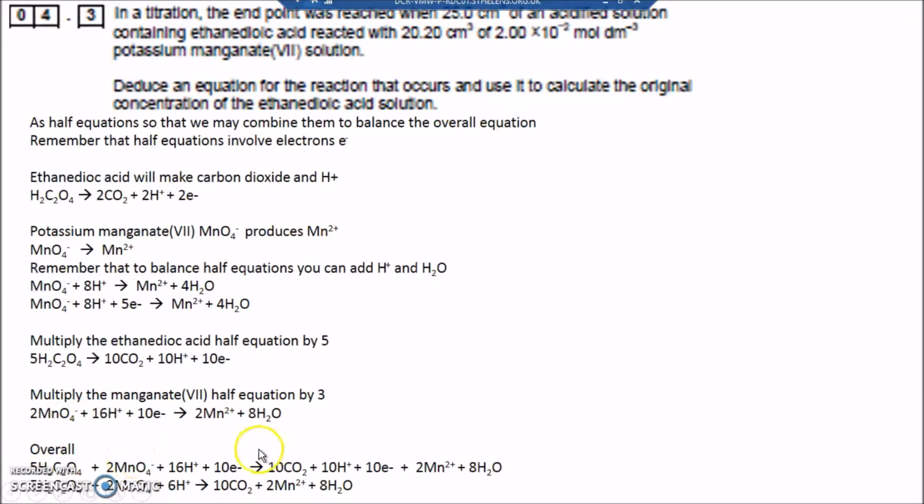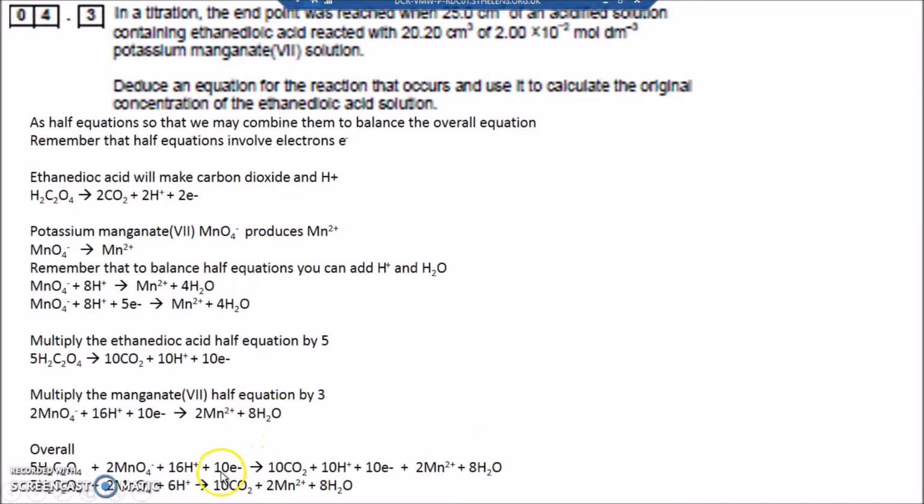Now I add everything together, everything from the left of these two equations. So I've got 5 lots of H2C2O4 on the left with 2 MnO4 minus, 16 H plus and 10 electrons. There it is. And everything on the right, 10 CO2, 10 H plus, 10 electrons, 2 Mn2 plus and 8 H2O. And there it is on the right.